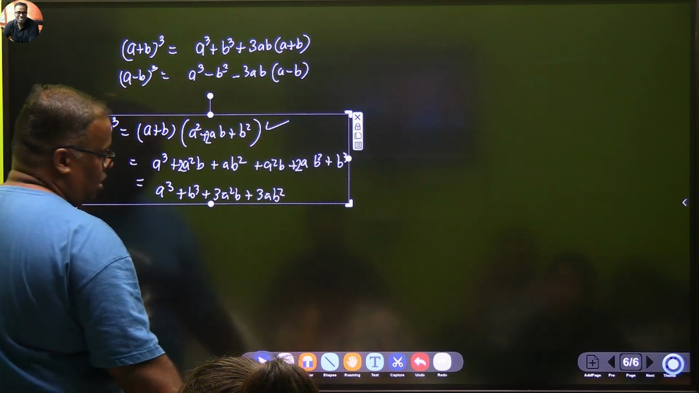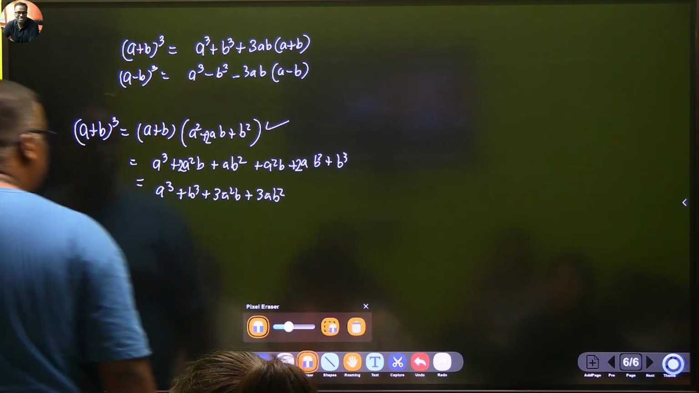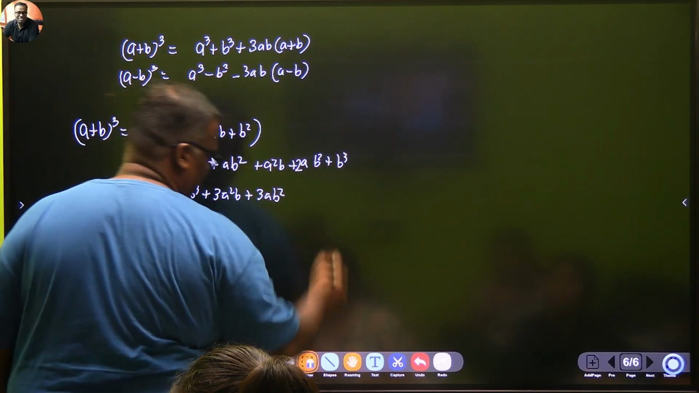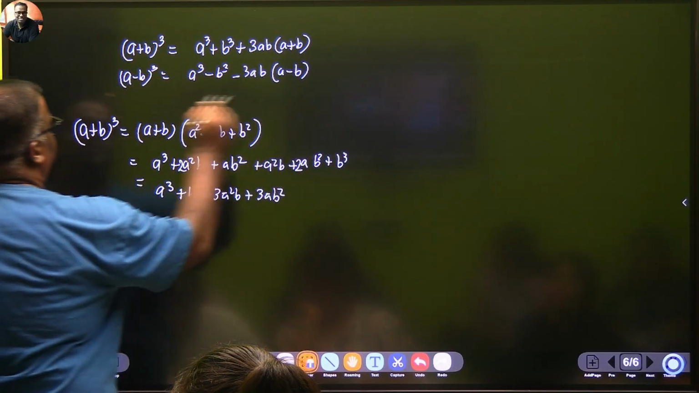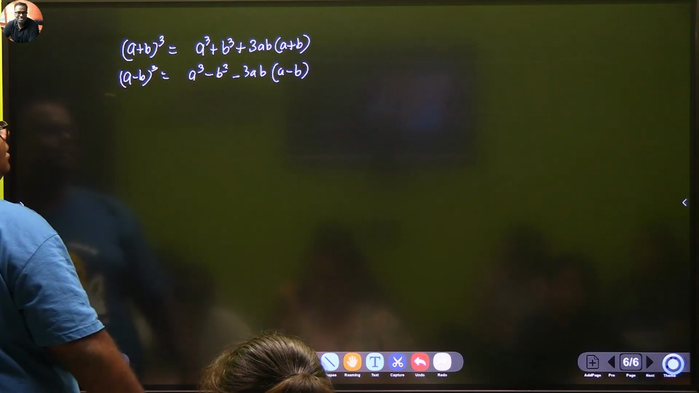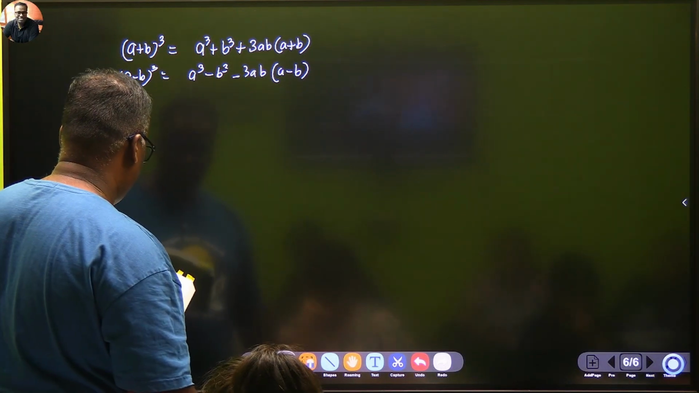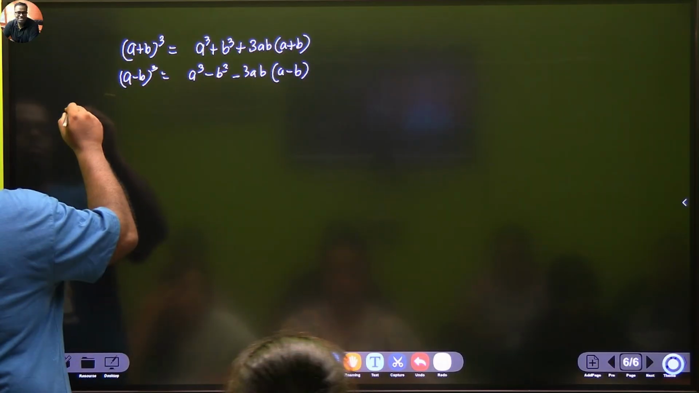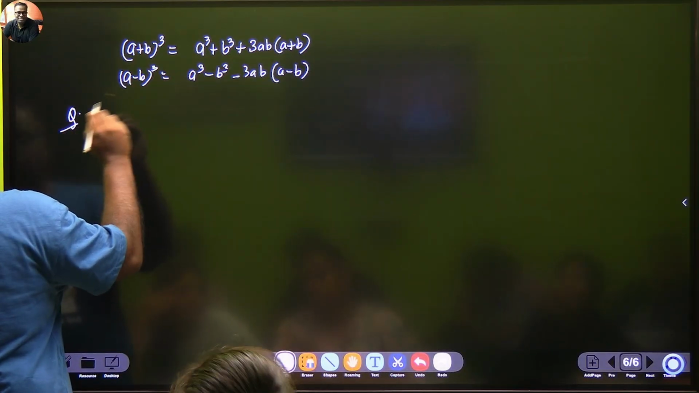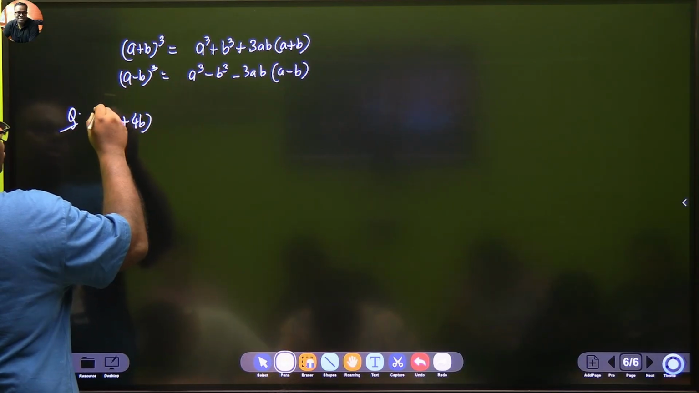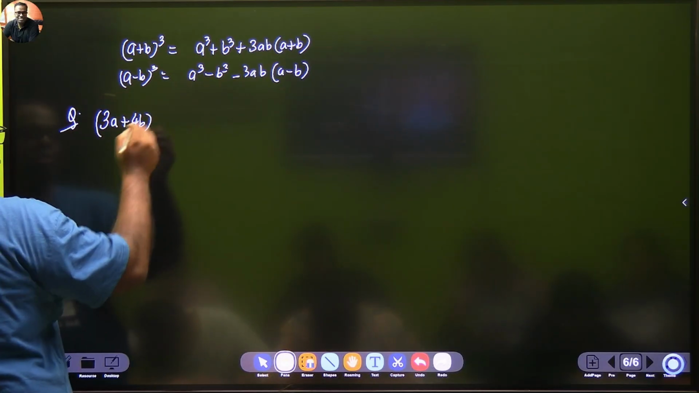Done. So we're now ready for doing some problems on cubes. चलिए क्यूब के प्रॉब्लम्स करते हैं. Write the following cubes in expanded form. चलो तुम लोग करो, थक गया हूं मैं. 3A + 4B whole cube.